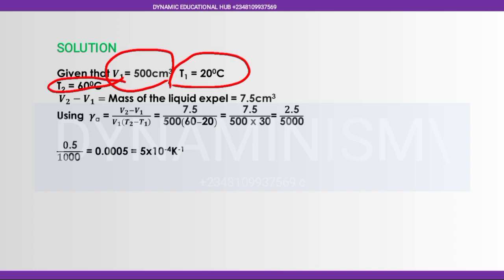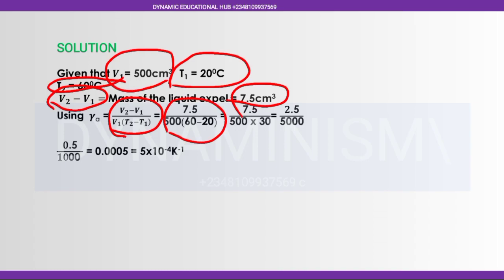Now, change in volume is what? I've explained this earlier on. The mass of the liquid expelled. And you were given the, which is what? 7.5 centimeter cube. So using this, our alpha, the apparent, is what? The volume of the liquid expelled over original volume multiplied by change in temperature. Then substitute your values.